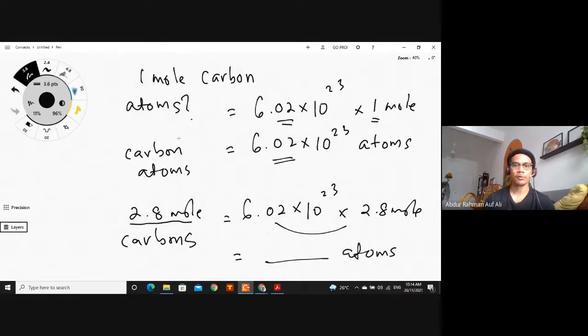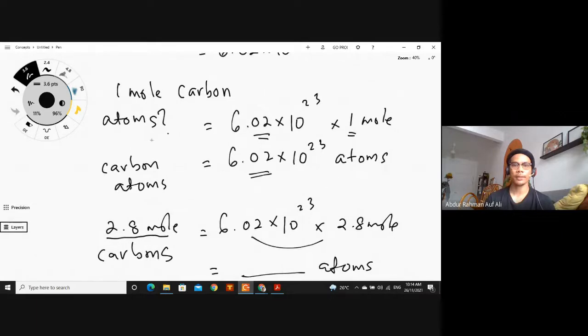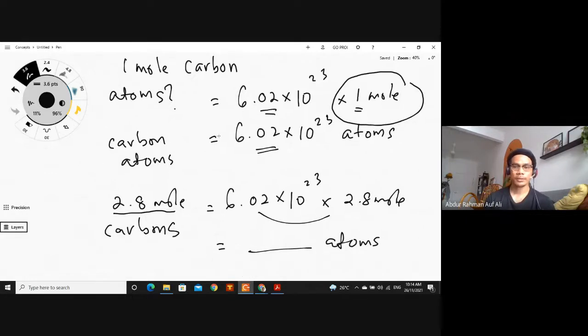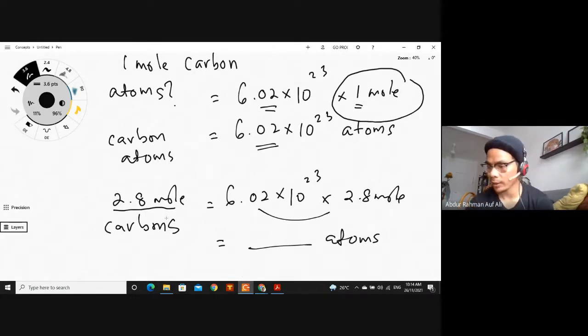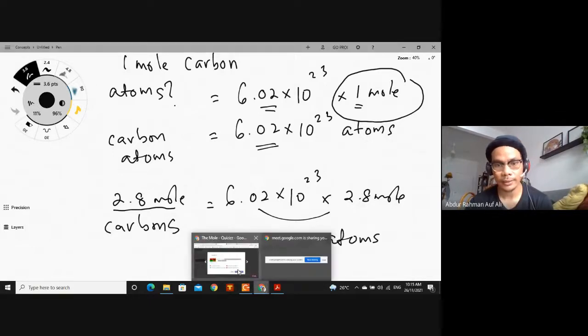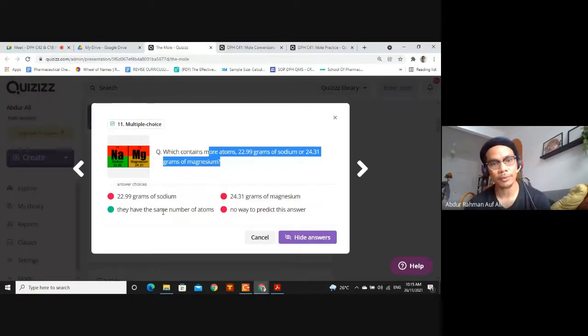Okay, so this is the formula yang kita guna untuk calculate bilangan atom. So you can see here, bilangan atom ni berhubung kait dengan the amount of mole. If two elements ada sama bilangan mole-nya, therefore the amount of atoms also adalah sama. That's why the answer untuk soalan ini tadi adalah they have the same number of atoms. Itu hubung kait antara bilangan mole dan bilangan atom.